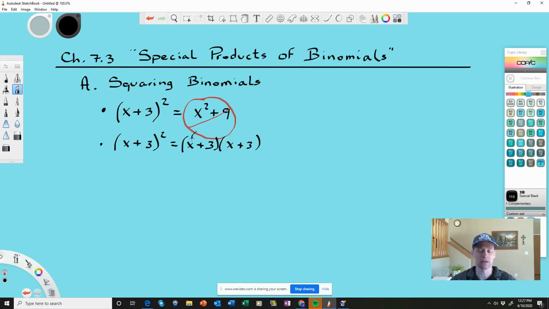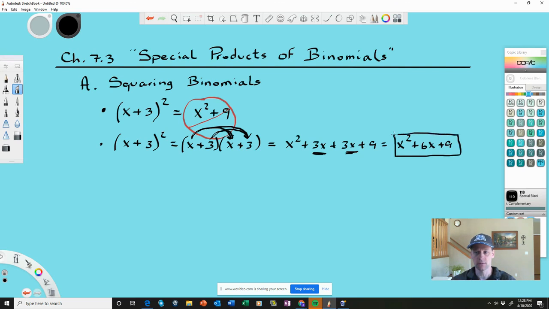So we'll go the first in this parentheses times the first in this one. And that will give you x squared. Then the O, the outsides, and that will give you 3x. Then the I, the insides, and that will also give you 3x. And then lastly, the 3 times 3, and that will give you 9. So the correct product of x plus 3 times x plus 3 is going to be x squared plus, notice that these are like terms, so I'm going to combine them, x squared plus 6x plus 9. And that would be the correct answer.